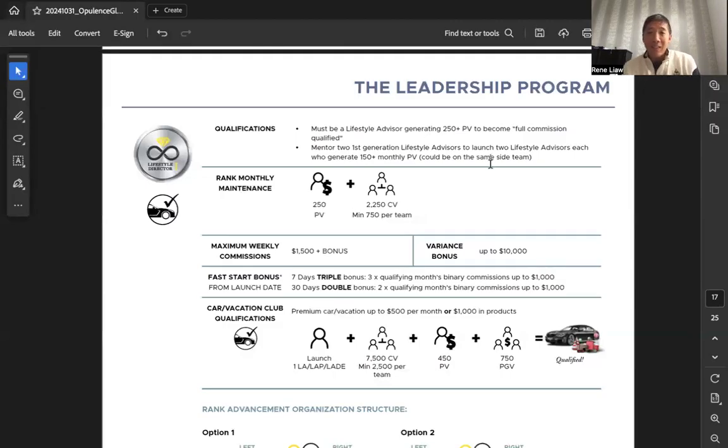Okay, part 11 is the leadership program, which is all the different ranks that we have and how to rank advanced. And one really cool thing, by the way, is that when you rank advanced, you actually can never go back down again. So I've seen other plans where you can go up in a rank and something happens and you go back down again. That doesn't happen here with Opulence Global.